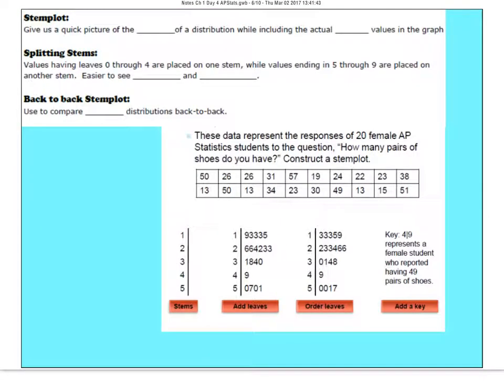Now the next type of graph beyond a dot plot would be a stem plot. What a stem plot does is it gives us a quick picture of the shape of the distribution while including the actual numerical values. It's basically a dot plot, but with numbers. So I almost like the stem plot better. Let me show you this first stem plot down here. Here we have responses from 20 female AP Statistics students on this question: how many pairs of shoes do you have? These are the 20 responses.